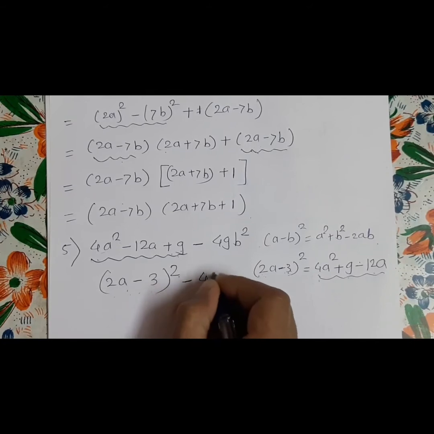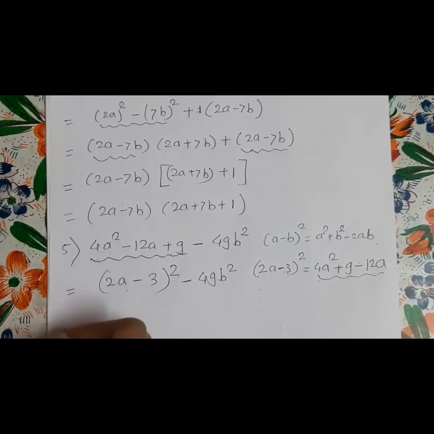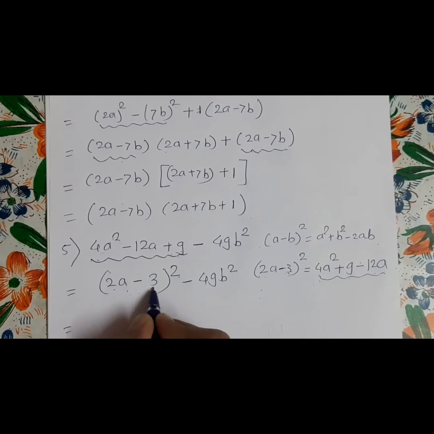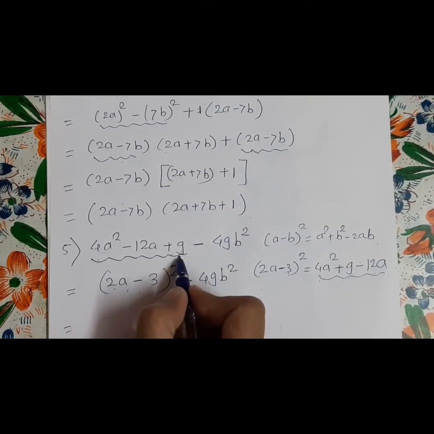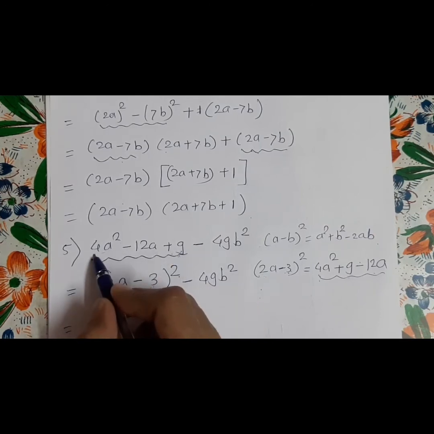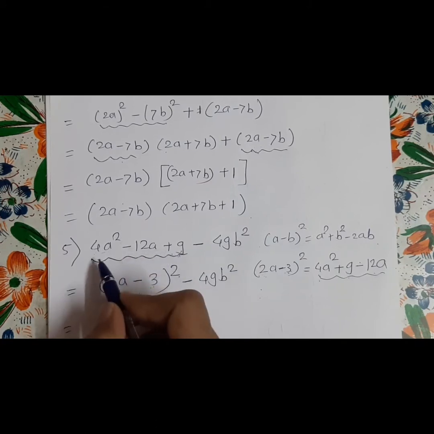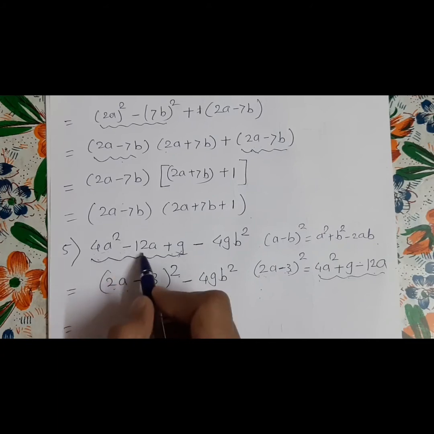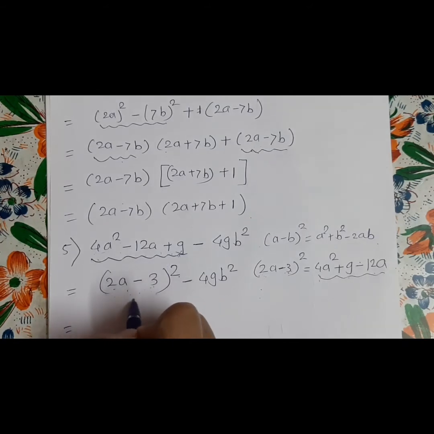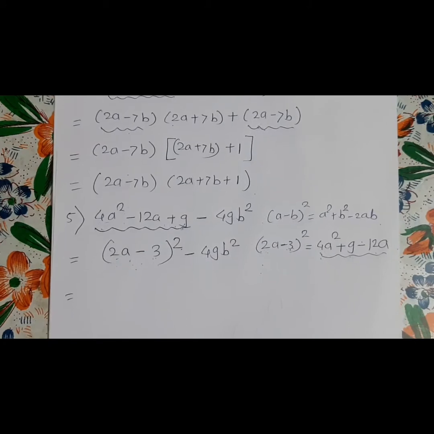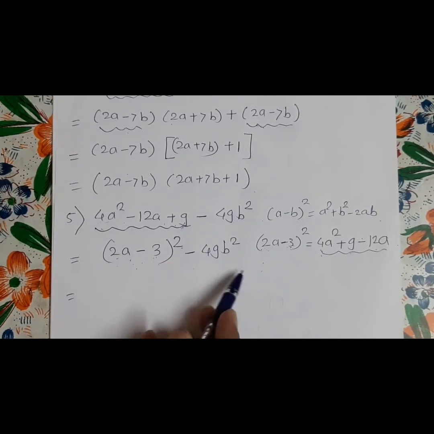So it is minus 49b square. If it is not possible for you to write this directly, then once again you can follow our method of finding factors of a trinomial, that is multiply 9 into 4, it is 36, and find the factors of 36 such that their sum is 12 and their multiplication is 36. So it is 6 into 6, 36. So minus 6a minus 6a. With that method also you will get the same answer. So here I have written directly, it is 2a minus 3 square minus 49b square.